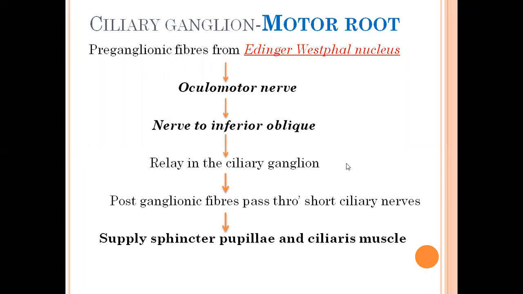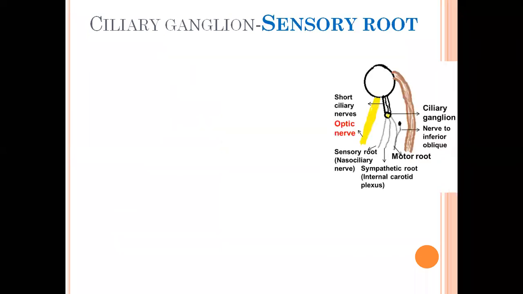So I think now you are clear. For all the four ganglia, you follow this flow chart and draw a simple diagram. I'll show at the end how to draw. Next we'll go on to the sensory root.